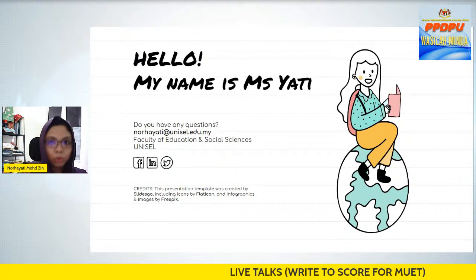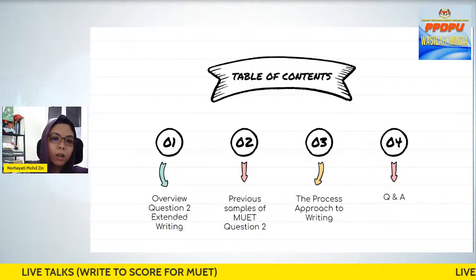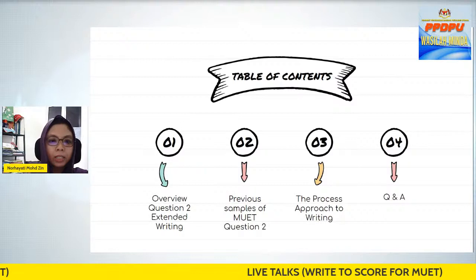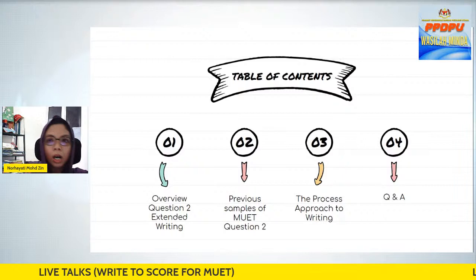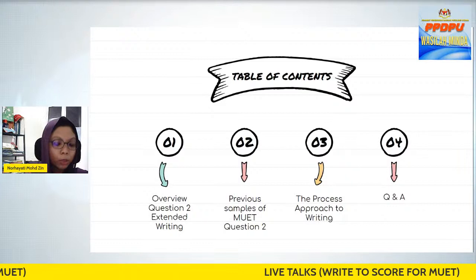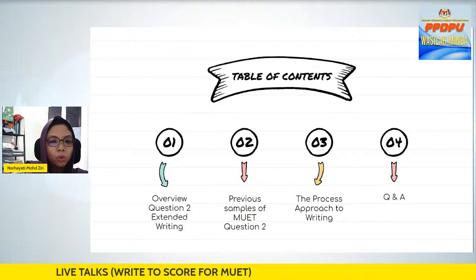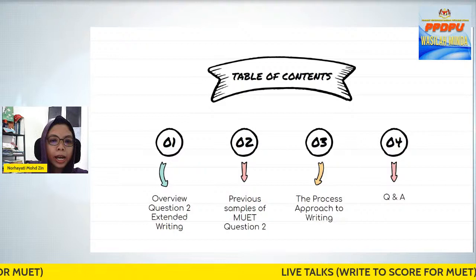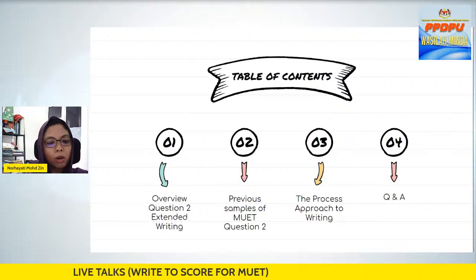So what is in question two? Let's have a framework so you know what we're going to cover today. First, I'm going to give you an overview of question two, how many minutes you are given to complete task two. Then I'm going to share question two examples from previous MUET, and with that we'll look at the approach of how you should answer task two.